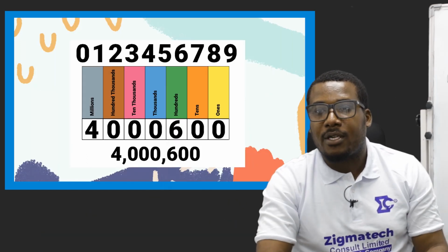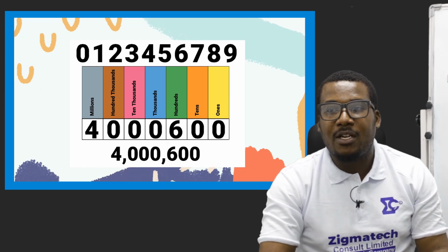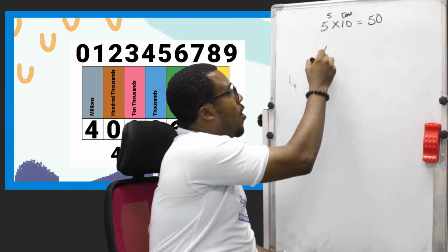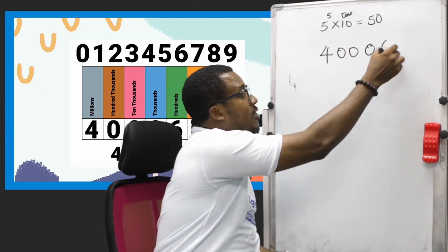Let's see some case scenario. Now you have this set of numbers that is given: 4000600.